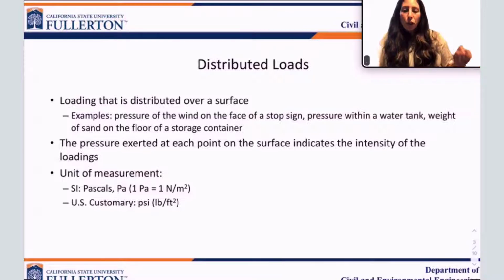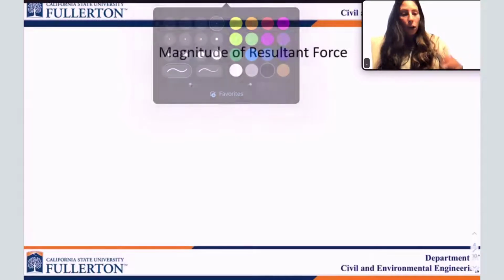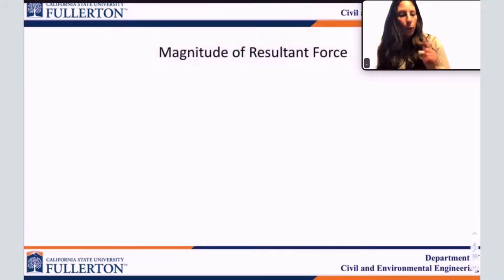The pressure exerted at each point on the surface indicates the intensity of the loading, okay? The units of measurement that we typically find for distributed loads are in SI, the Pascal, which is 1 Newton per meter squared, or in US customary, PSI, which is pounds per feet squared, okay? Start by drawing a couple of diagrams, and then we're going to write the formula for the resultant force, okay?